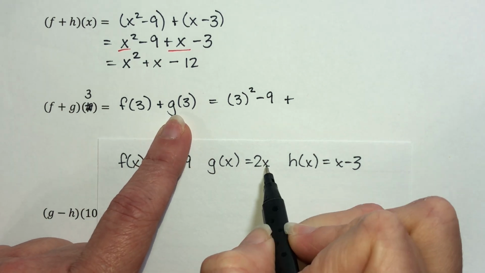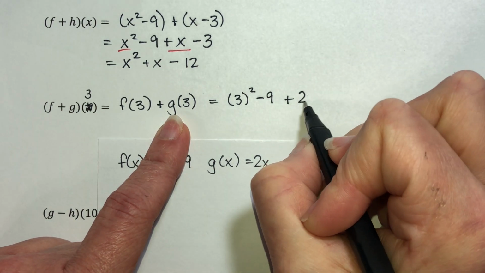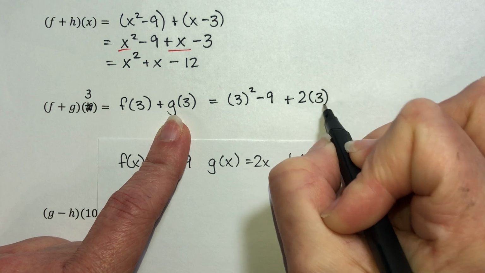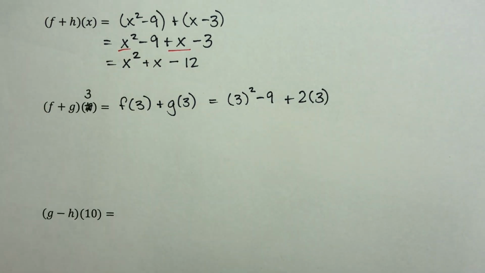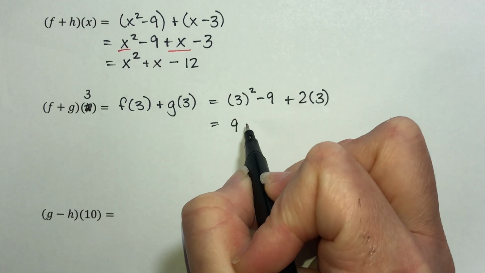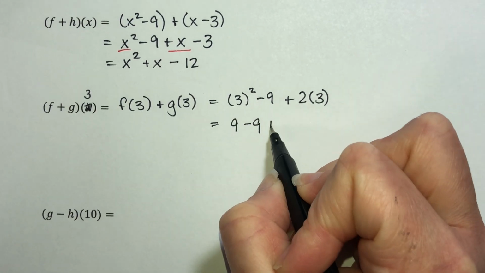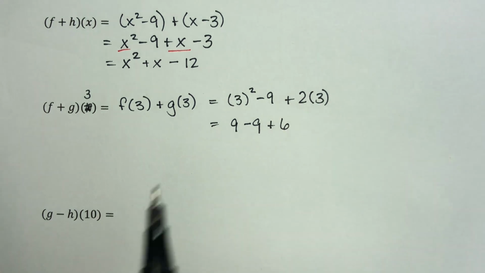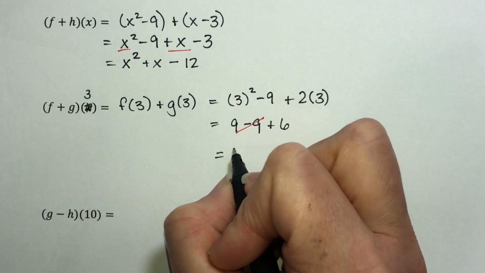I'm going to take a 3 and plug it in here. So this is 2 times 3. Okay, now do your arithmetic. 3 squared is 9, so I have 9 minus 9 plus 2 times 3 is 6. Well, 9 minus 9 goes away, right? So this answer is 6.